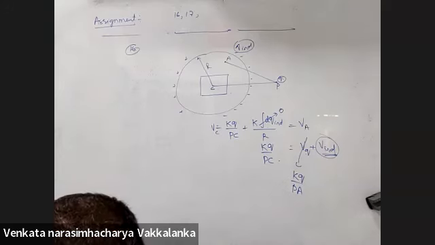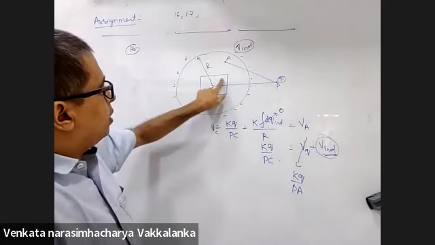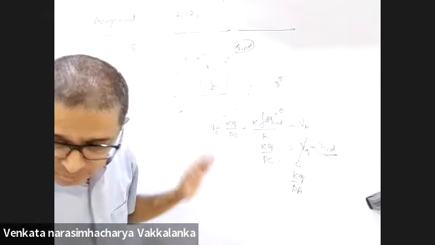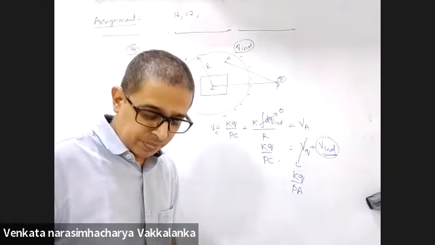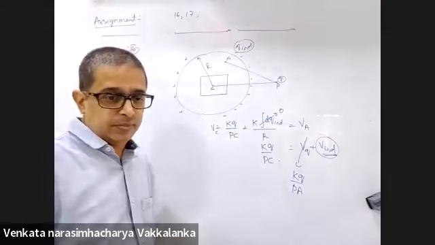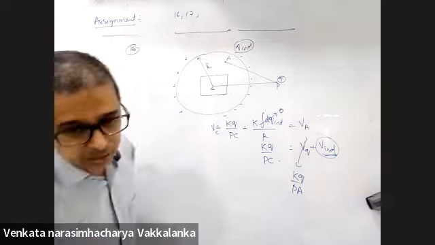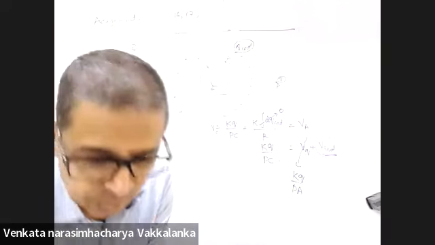Sir, inside the cavity, will the potential still be KQ by PC? Inside the cavity, anywhere it will be the same. Potential here, here, here, here will be the same because the field is zero everywhere inside. Yes, sir. Inside the cavity, when there is no charge, field is zero. Now the next question you should be able to do. It's based on the same lines.